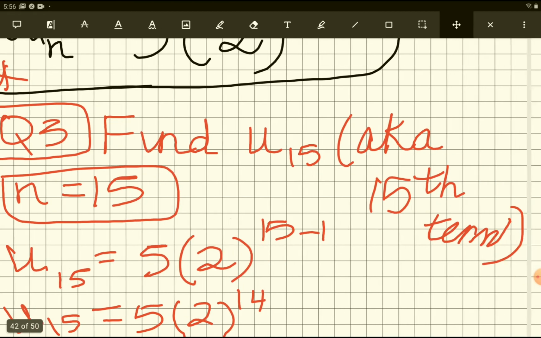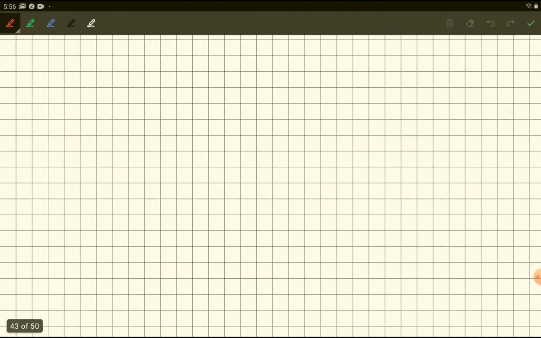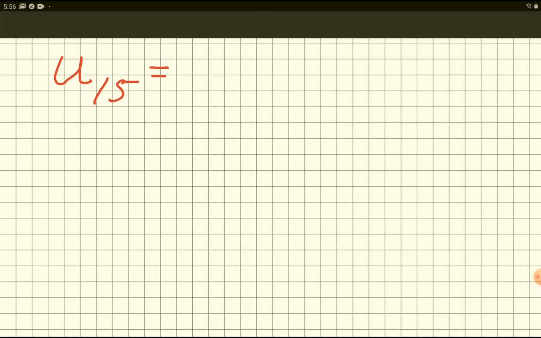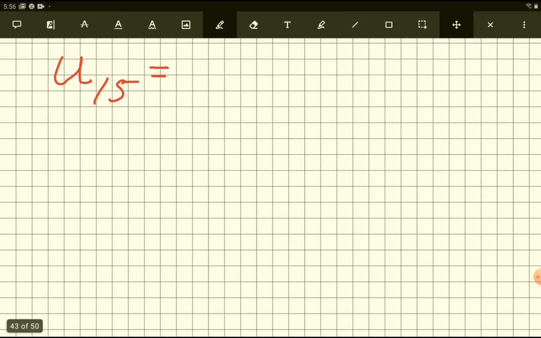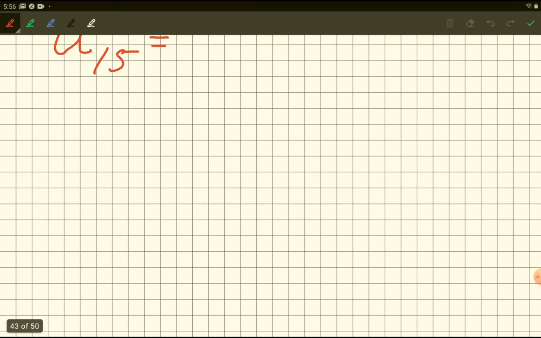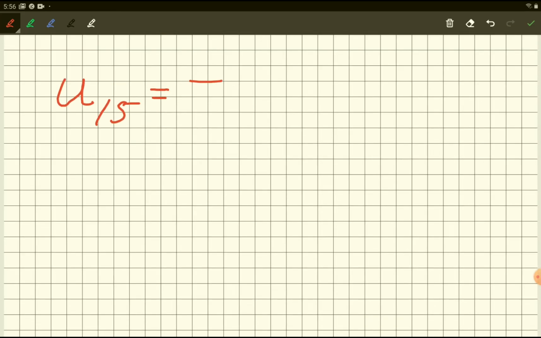And at this point, you would just use a calculator. So u15 equals, what was it? 5 times 2 to the 14th. Which is what?